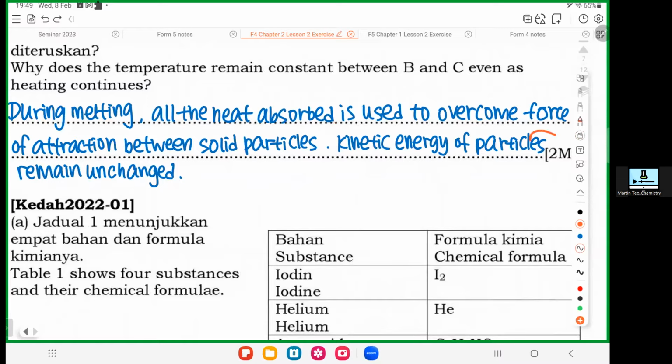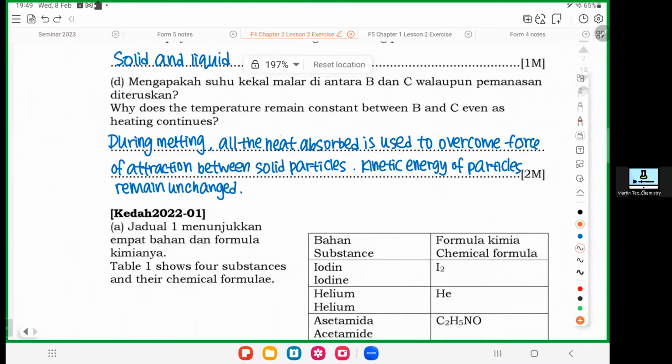How do they give you the 2 marks? They give you the 2 marks when they see the words heat absorbed, they give you 1 mark. Overcome force of attraction, another mark. But I will encourage you to write everything. Write the answer as complete as possible. I would strongly encourage, the more complete the answer, the better it is.